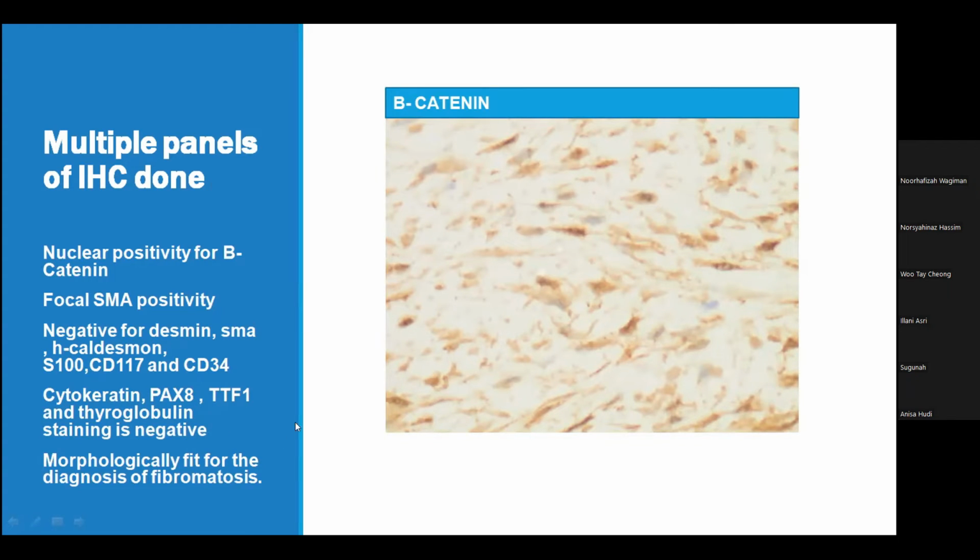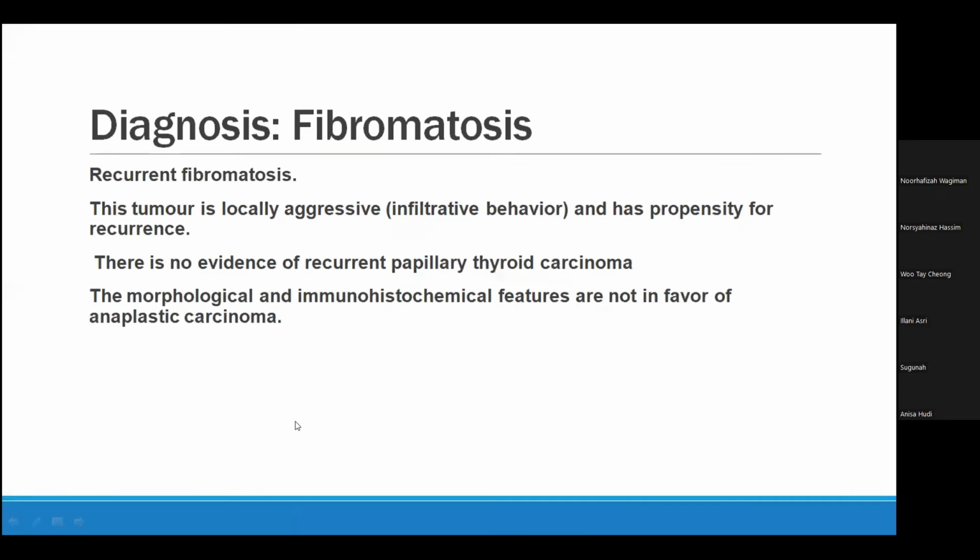Morphologically, it itself fit the diagnosis of fibromatosis. Okay, so the diagnosis we offered was recurrent fibromatosis. This is a locally aggressive tumor due to its infiltrative behavior and has a propensity for recurrence. And this patient has had a few recurrences. There's no evidence of recurrent papillary thyroid carcinoma.